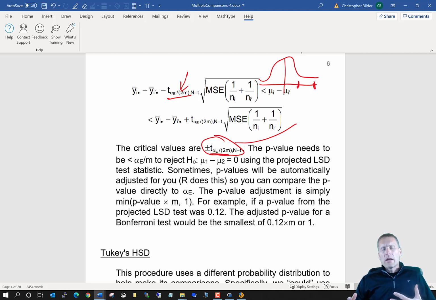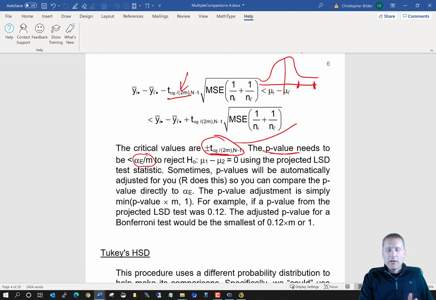So in terms of a p-value, you would think it would take a smaller p-value in order to reject H0 than what we had before with the Fisher's protected LSD. And indeed, that's the case. Now what we can do is check our p-values that we would normally get from Fisher's protected LSD, and instead of comparing it to alpha sub I, we're going to compare it to alpha sub E divided by M instead. It all has to do with that inequality that we saw.